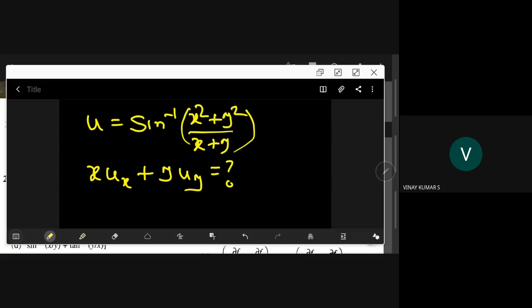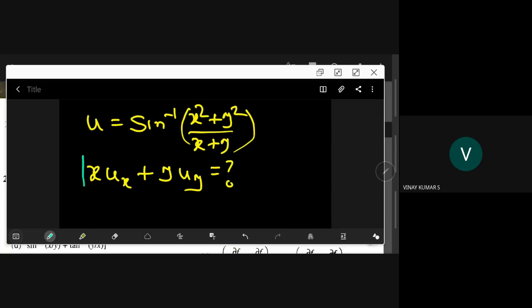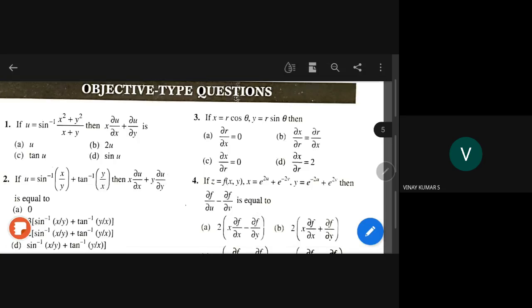See, in order to answer this one, whenever you see this, a hint is to try to apply Euler's theorem for homogeneous functions.